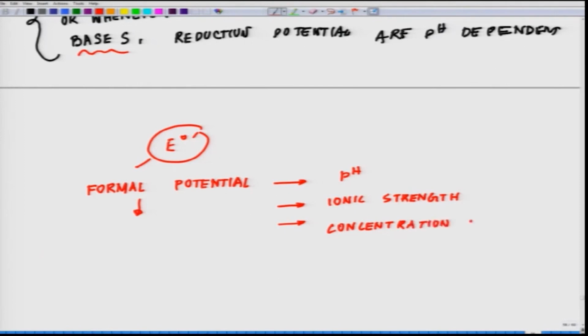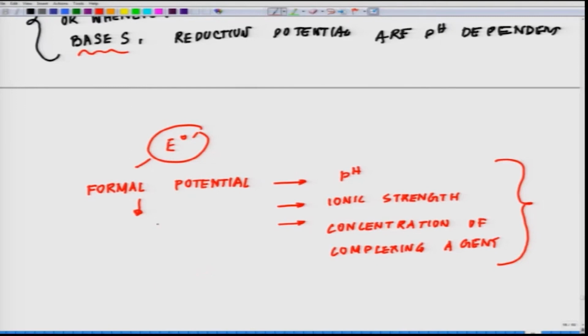Concentration of complexing agent. At this point, you people have to remember these three aspects. Biochemists call the formal potential at pH 7 as E0 prime.